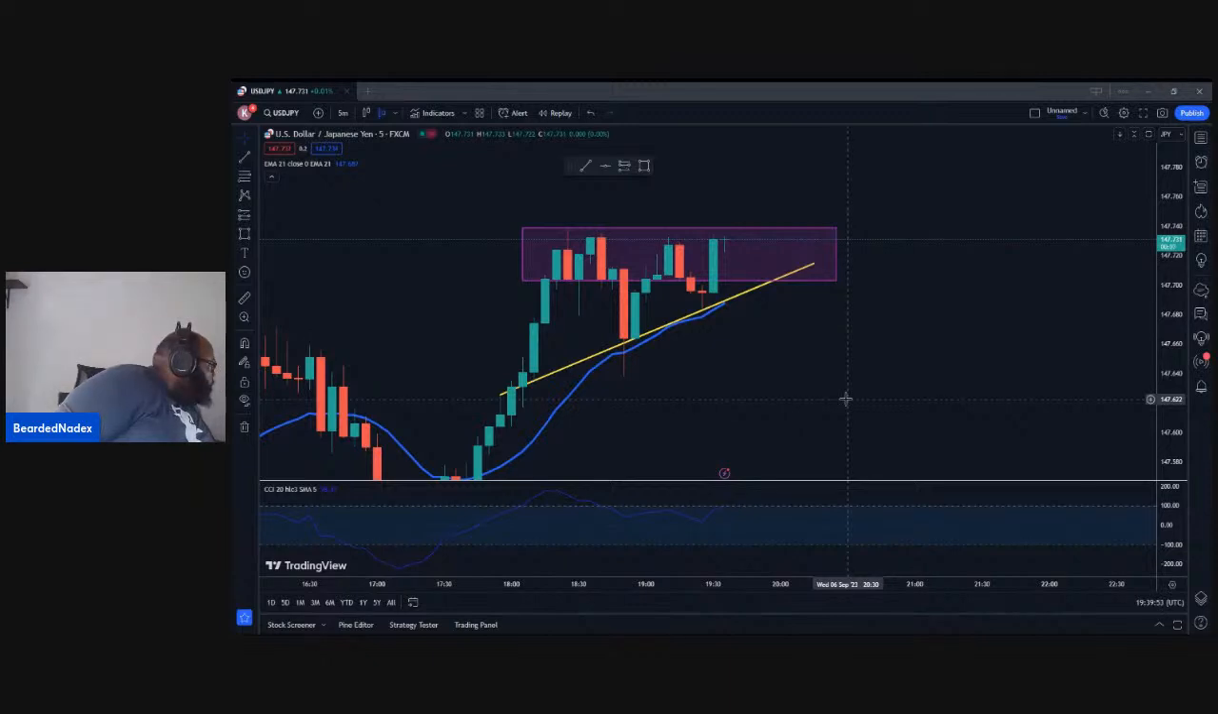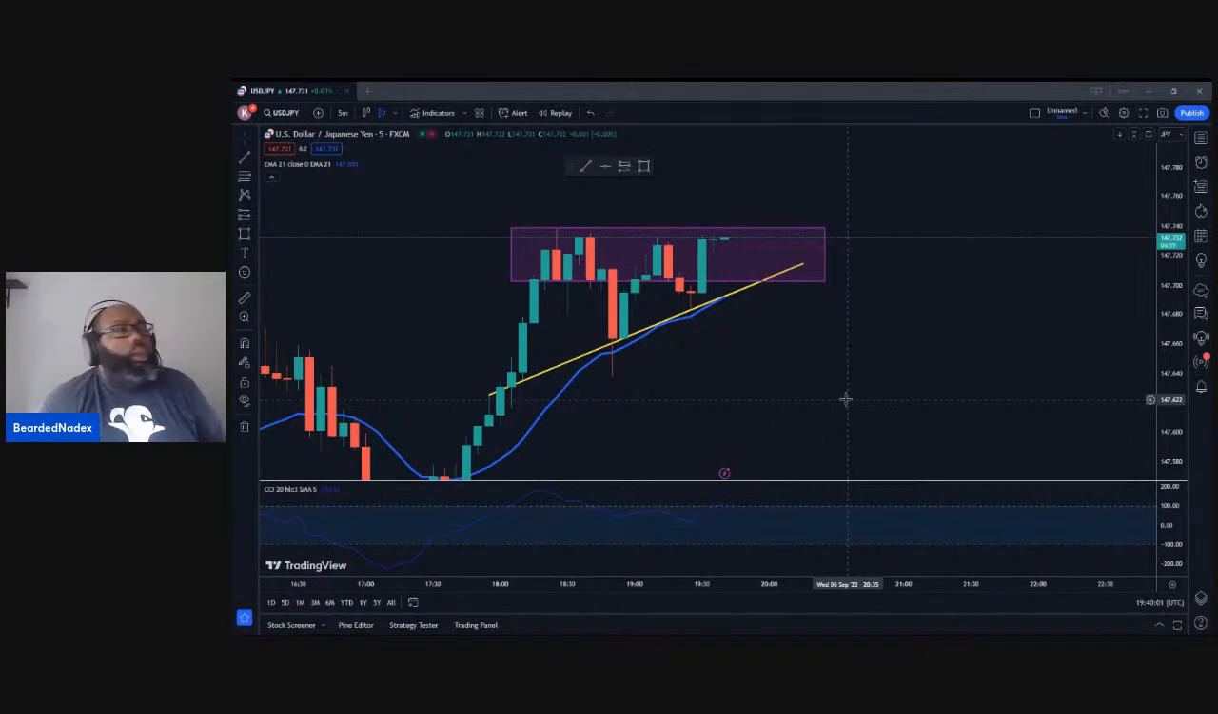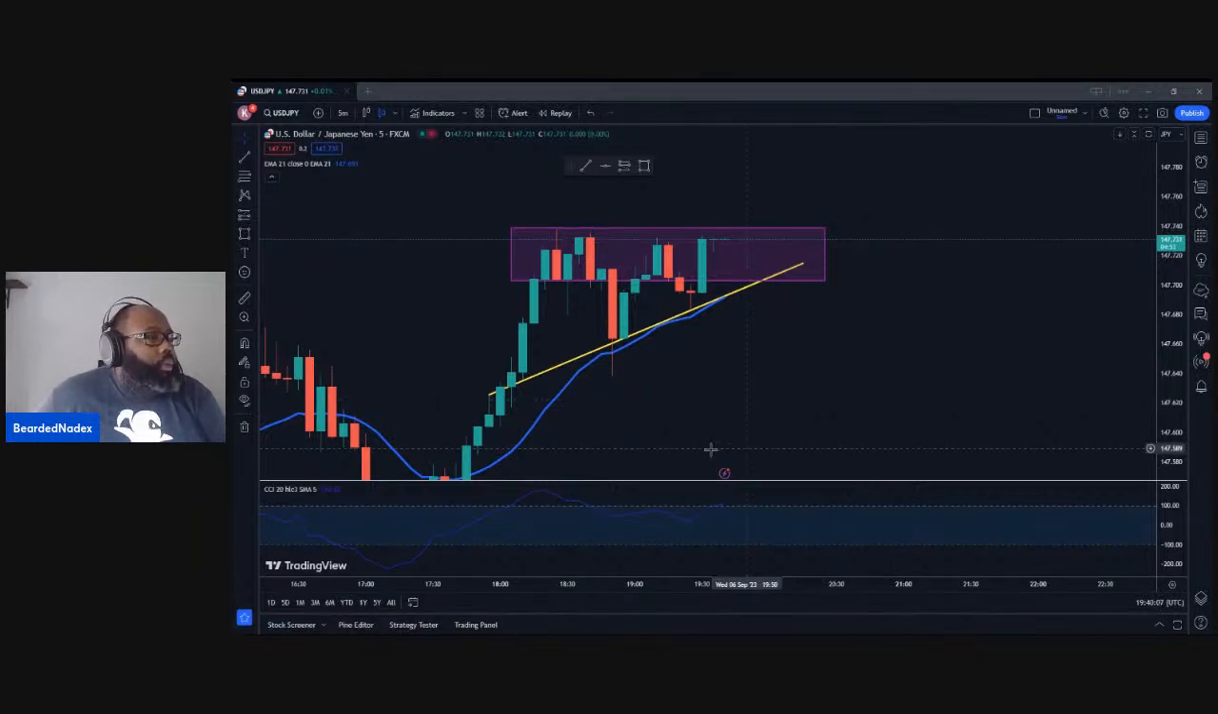I'm just watching it. All right, guys. So no, 2 touches, 2 touches. Oh, doji candle. Okay, cool. So we got a doji. We got a doji.